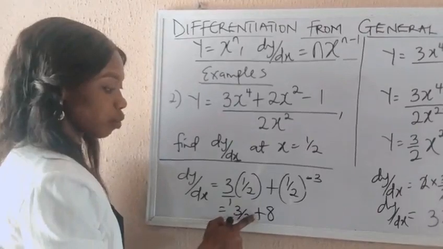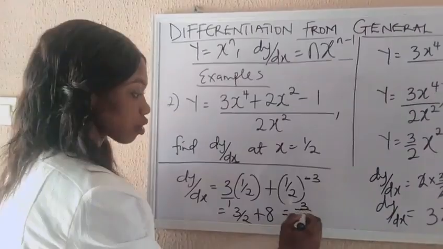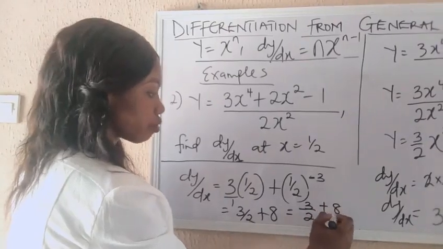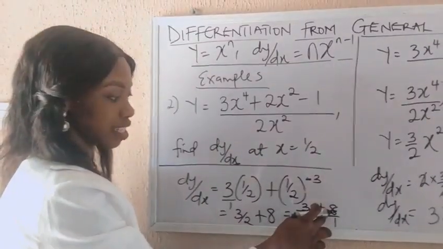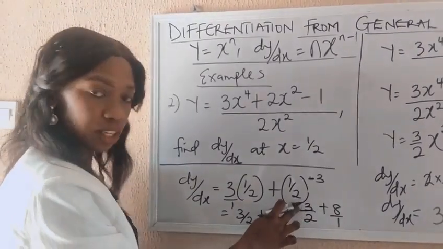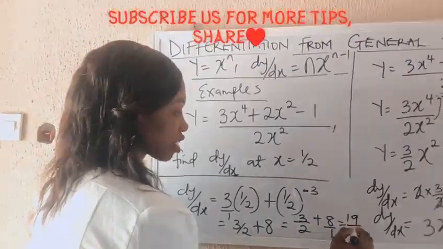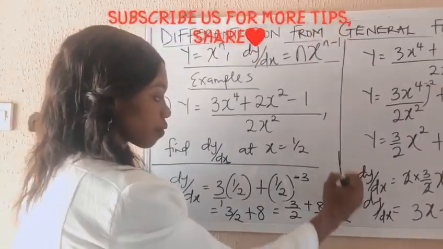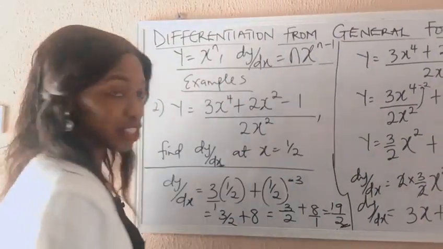So 3 over 2 plus 8 over 1. Use these two to multiply 8, it gives us 16. Then 16 plus 3 will give us 19. So we are going to have 19 over 2. So our answer for this question is 19 over 2.